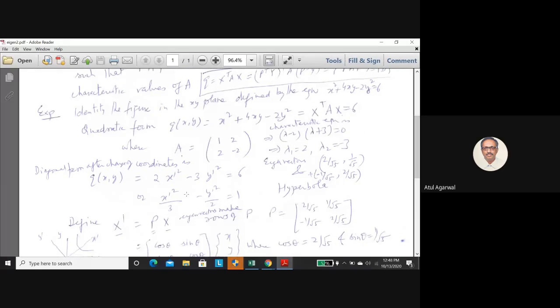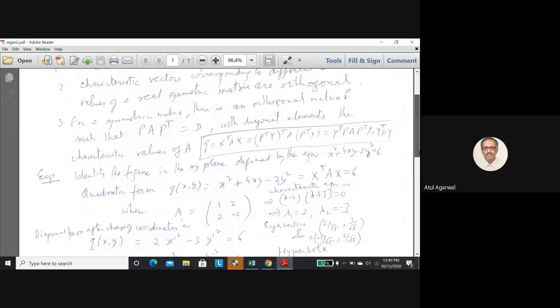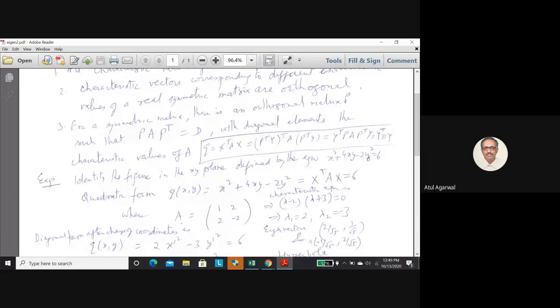So here you have used x prime as Px. So what will be your x? x will be P inverse x prime. P inverse here is P transpose. So instead of x, you write P transpose x prime.